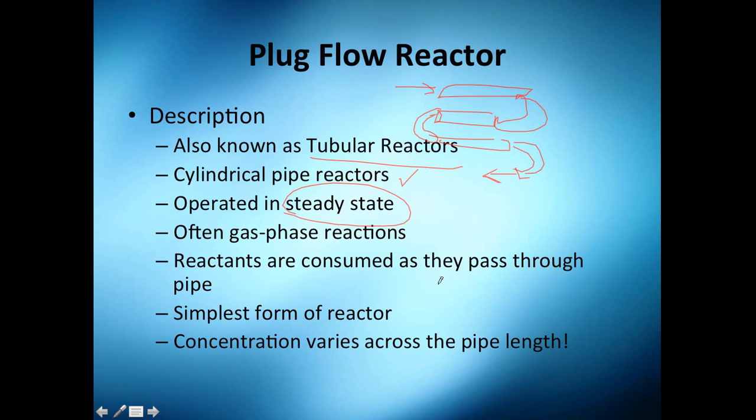The reactants are consumed as they pass through. For example, you have A plus B. They start reacting, A plus B goes to C, and as they pass through the pipe, they finish with maybe a lot of C and not that much of A and B. It's the simplest form of a reactor because it's literally a pipe. You don't need a tank or whatever, it's just a pipe. They mix because of the turbulence, and essentially that's the thing.